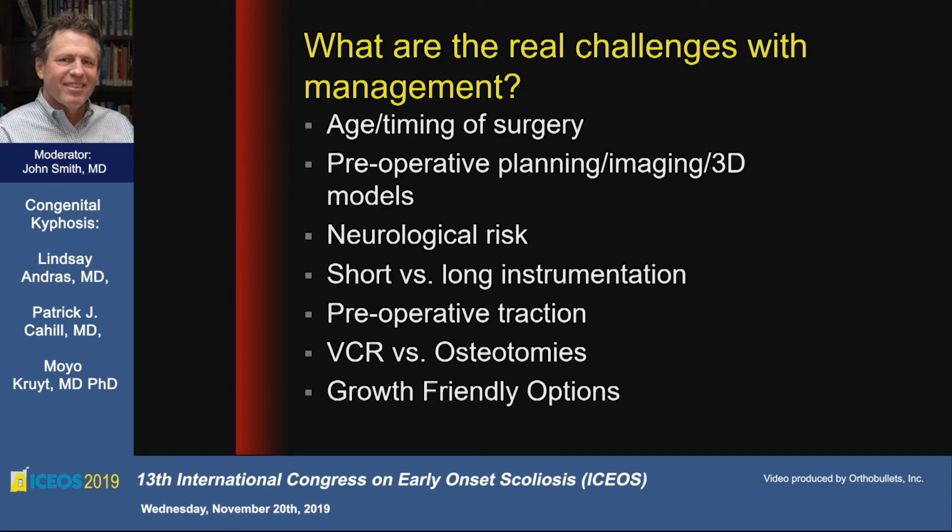And so, what are the real challenges in managing these kids? The first one is the age and timing of surgery. Often we see severe deformities in really young kids, and our instrumentation is kind of big, so how do you figure that out? What type of preoperative planning do you do? Do you use 3D models as you're planning your surgical approach? Understand what the neurologic risk is in these kids, because many of them, you're pushed to do surgery when they actually are showing signs of neurologic issues. Do you go short? Do you go long? Do you do VCRs? Or do you use growth-friendly options? And I think some of the cases we're going to go through are going to address a lot of those.